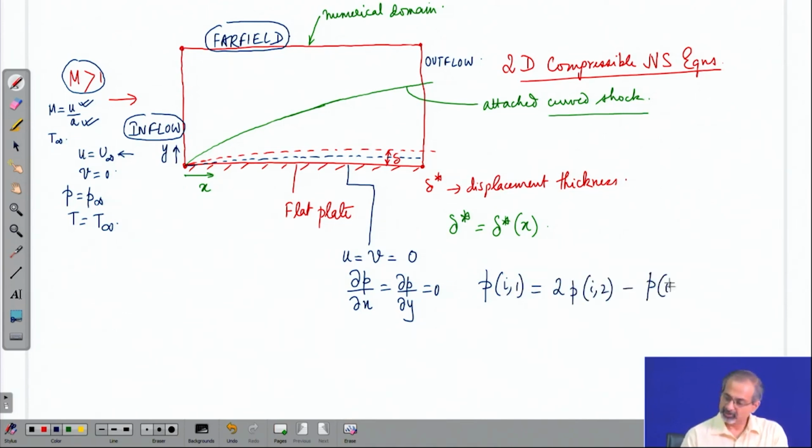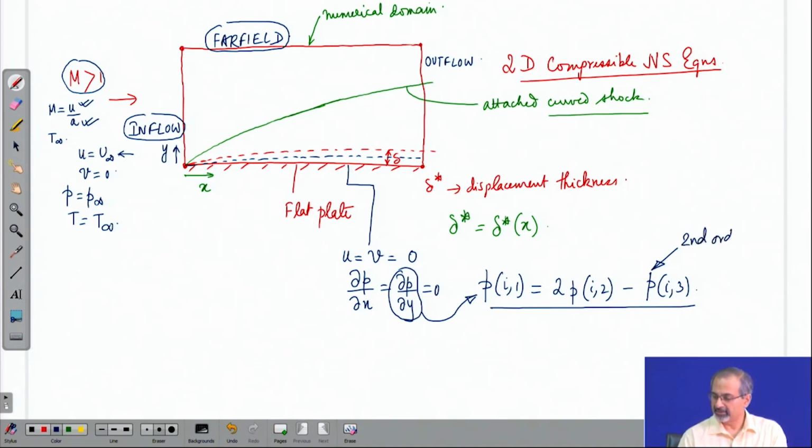Let us try to explain what we mean by this expression. So, this is a finite difference representation of del p del y equal to 0 condition. Try to explore yourself how this can be obtained. This is basically a second order one sided differencing of the first order derivative.